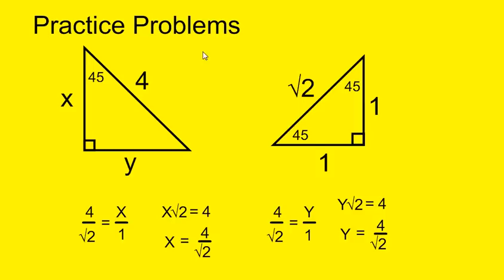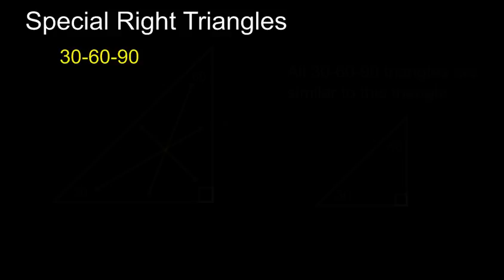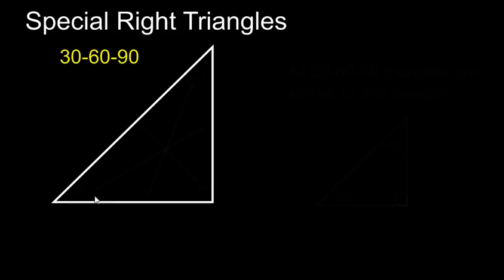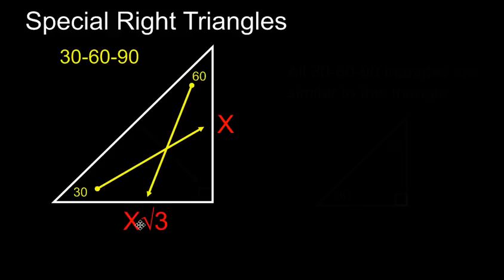We have one more special right triangle, and that is the 30, 60, 90. And just like the 45, 45, 90, you will have a picture on your formula chart that looks like this. We have a right triangle, and across from the 30-degree angle, we get x. Across from the 60-degree angle, we get x times the square root of 3. And across from the 90-degree angle, we get 2x.